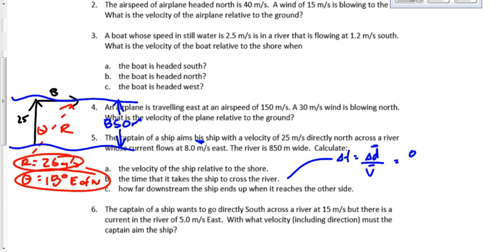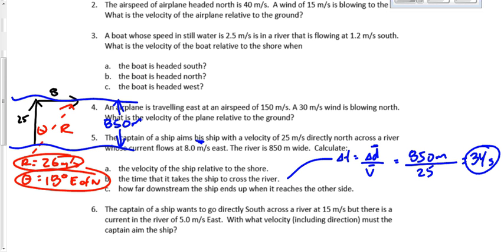Maddie, if we're using 850 for displacement, what are we going to use for velocity? Yes, 2.5. Because the 850 is straight across, the 2.5 is straight across. 850 divided by 2.5, what would that be? 34? Sorry, 34 seconds, right? So my time is 34 seconds.